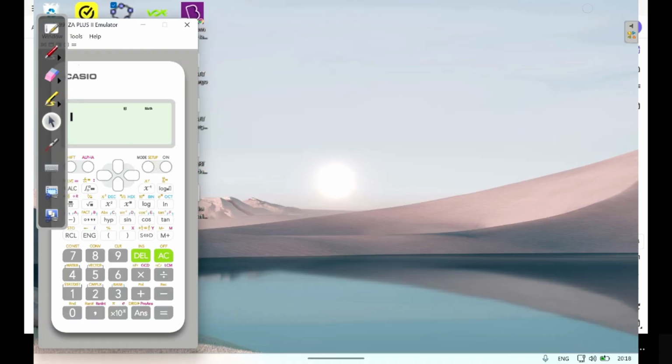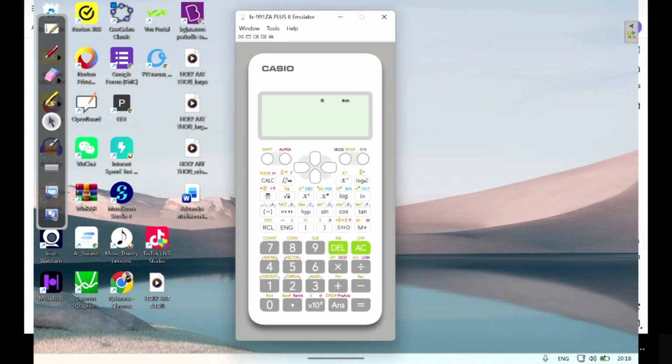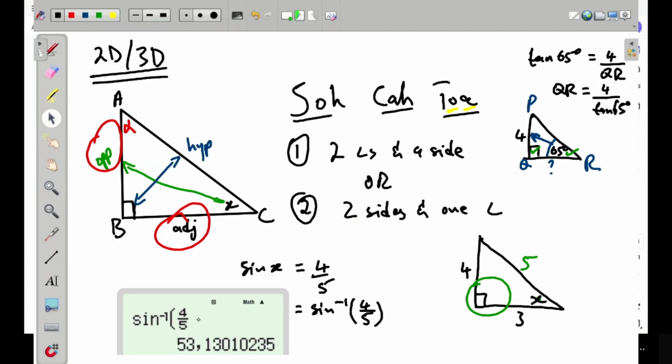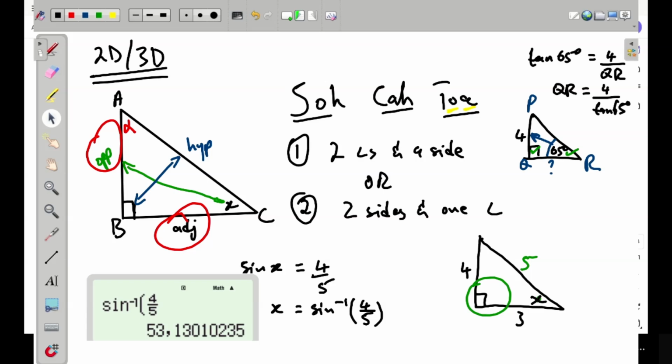Do I have my calculator here? I do. So if I go shift sine of 4 over 5 and I press equal to, I get 53.13. So that becomes your solution in this instance. That's how easy it is.